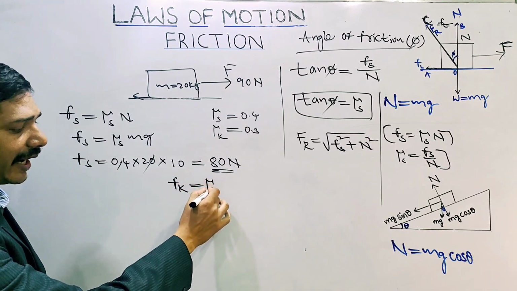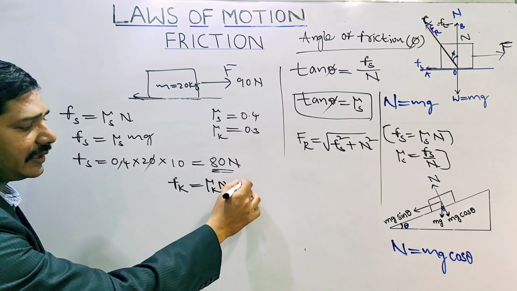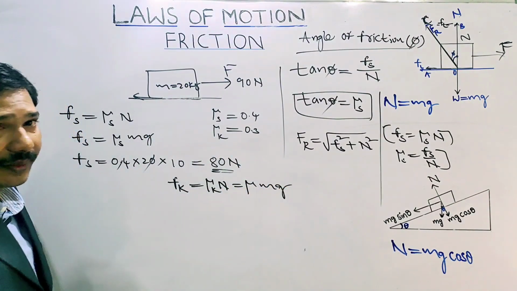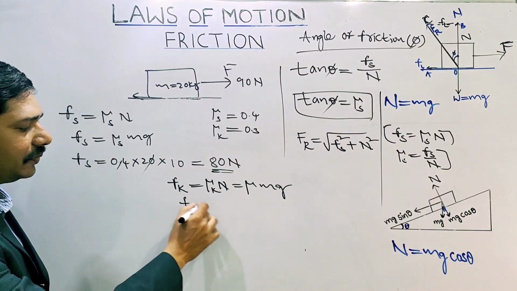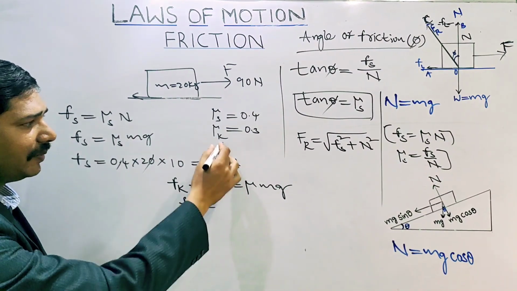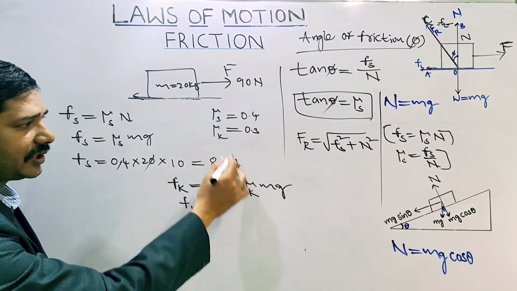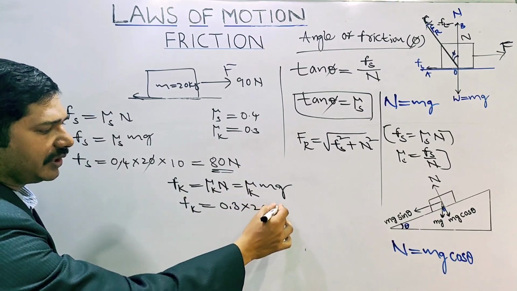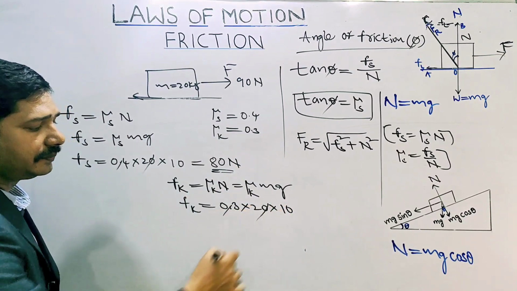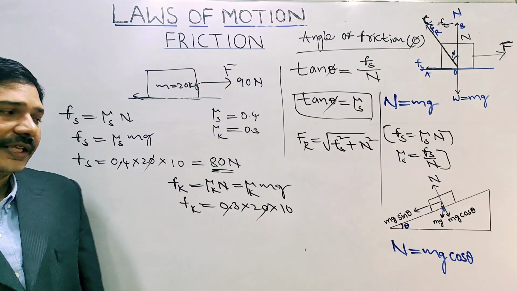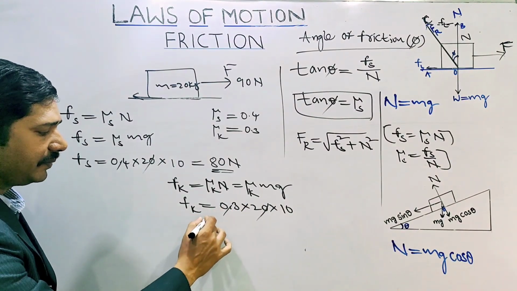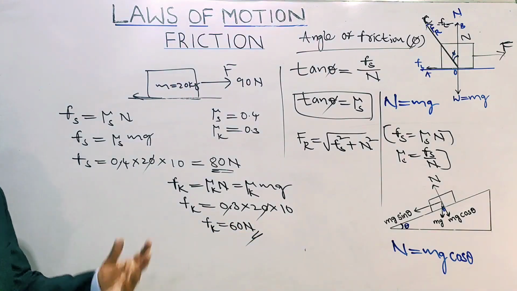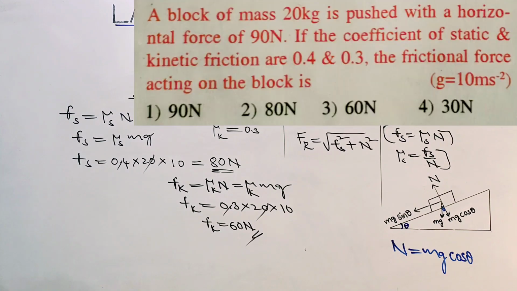Fk equals mu k into N. Here this is a horizontal surface, so N equals mg. So Fk equals mu k, which is given as 0.3, times m, which is 20 kilograms, times g, which is 10. Here the decimal and 0 cancel, 3 times 6, 6 times 10, 60 newtons. So the answer is 60 newtons.